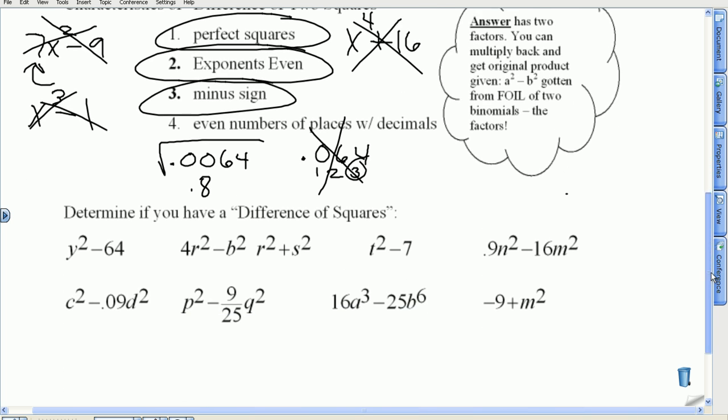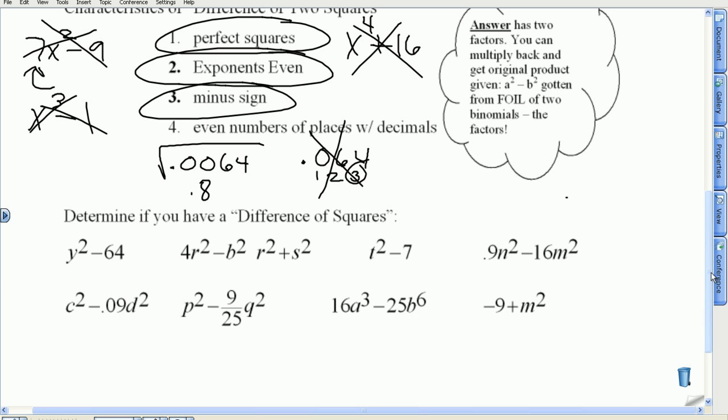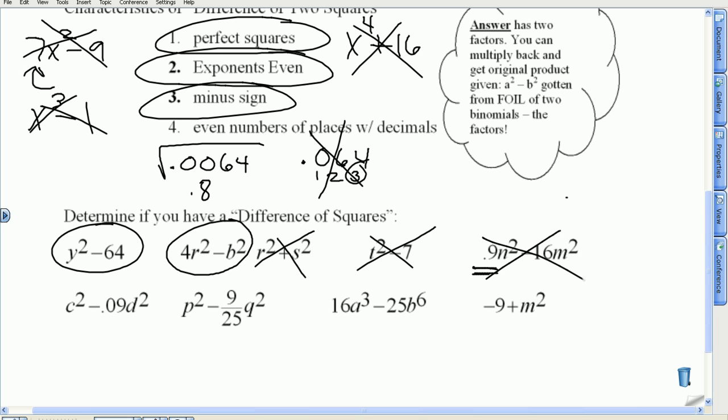As you can see, in our first exercise we want to determine if you have a difference of squares. Perfect square, this is good. 4r squared minus b squared, those are all perfect squares with a minus sign in between. Plus sign, no good. 7 is not a perfect square, no good. 0.9 is only one decimal place, and we need an even number of decimal places. Here we go, 0.09, that's much better. Both of them are perfect squares, and there's a minus sign in between.